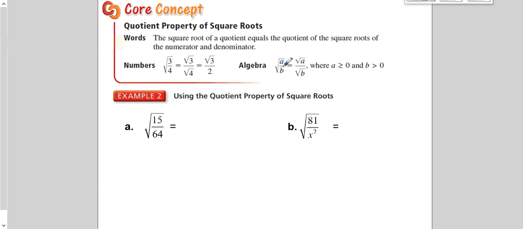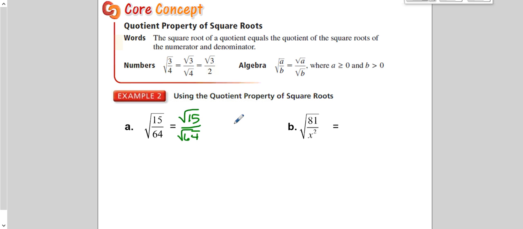In general, the square root of a over b is equal to the square root of a over the square root of b, as long as a and b are positive numbers and b cannot be 0, because we can't divide by 0. All right, so let's break it apart. Square root of 15 over square root of 64.